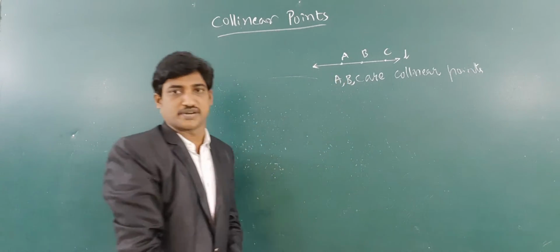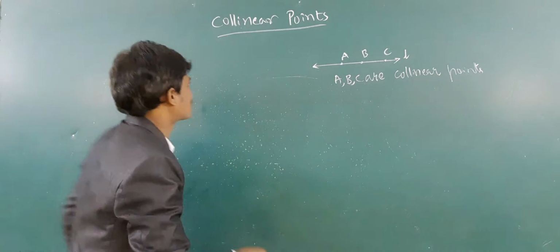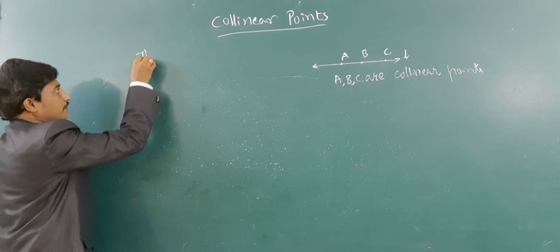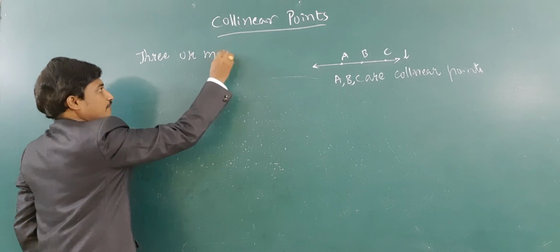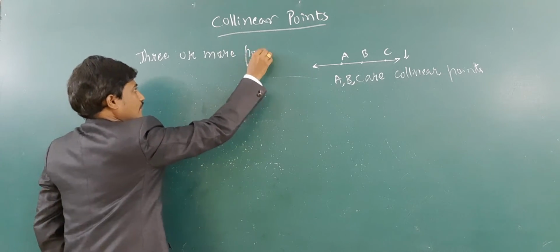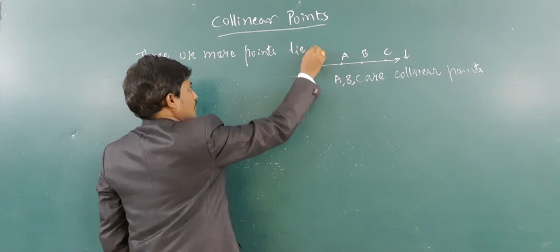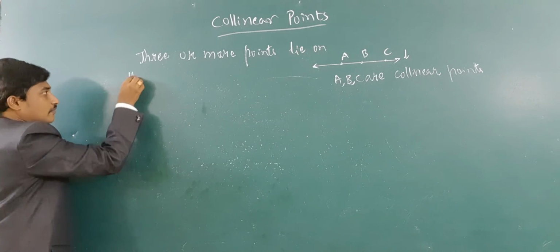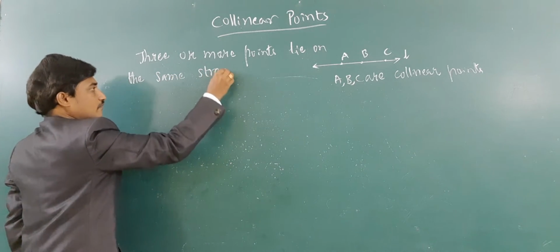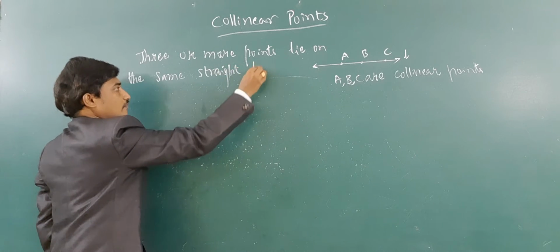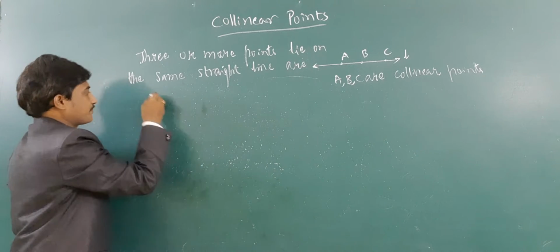Let us write the definition. Three or more points that lie on the same straight line are called collinear points.